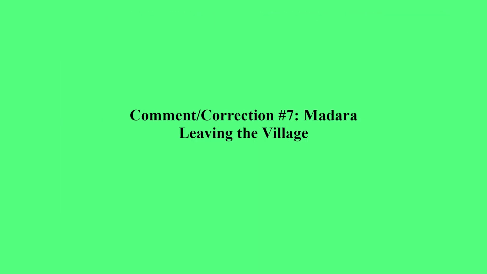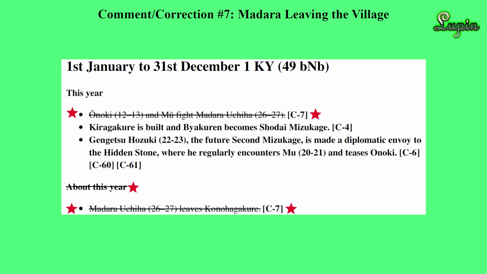Section number 7. Madara leaving the village. Seal and Tao's original placement for when Madara fought Onoki and Mu is strange, to be honest. They cited the reason as Onoki looking significantly older than he did when he was talking to Ishikawa in episode 332, but Seal and Tao placed the two events only a year apart. Onoki did not look 13 when he faced Madara. He looked much older than that.